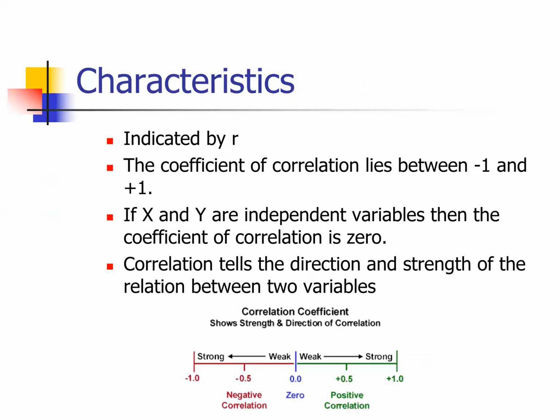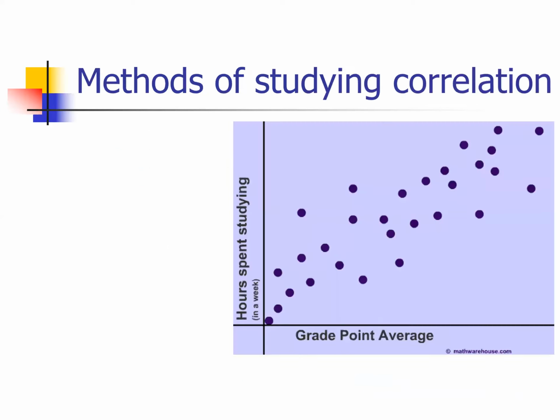Now let's talk about certain characteristics of the coefficient of correlation, that is R. The value of R always lies between -1 and +1. The -1 indicates that it is a negative correlation and a strong one. And +1 indicates that it is a positive correlation and a strong one. When the value of R is 0, then we can say that the two variables are not related at all.